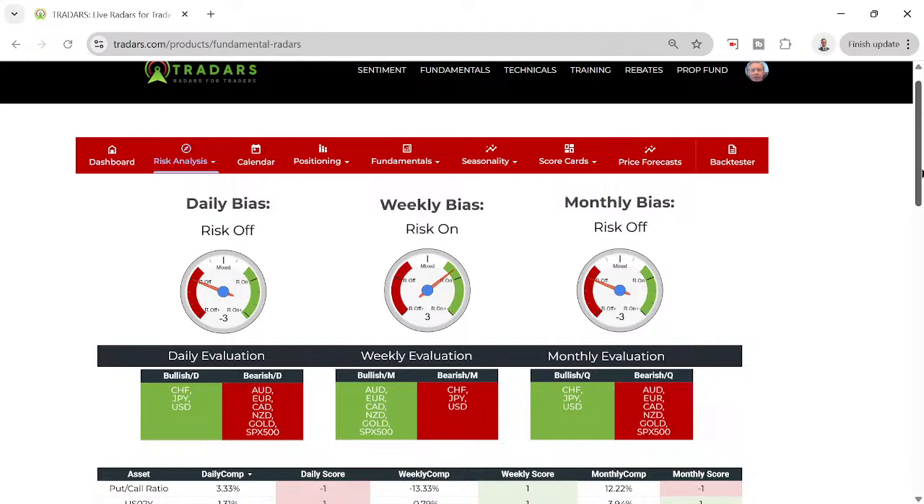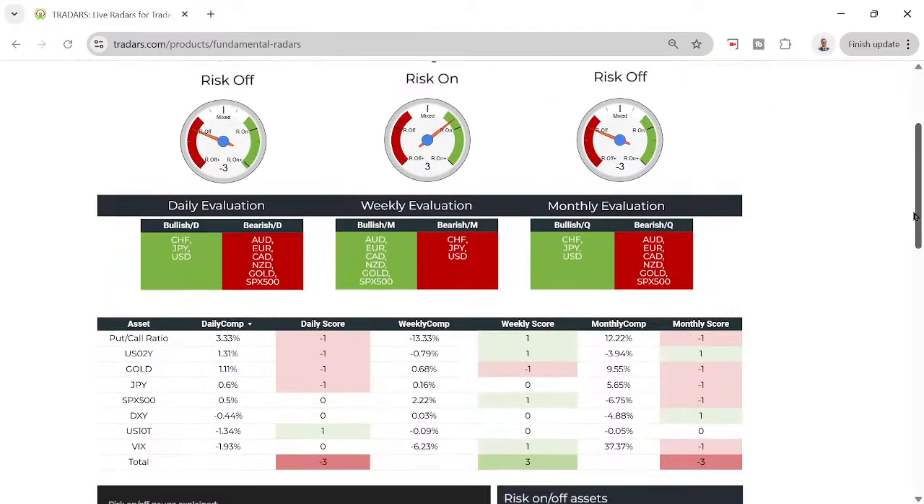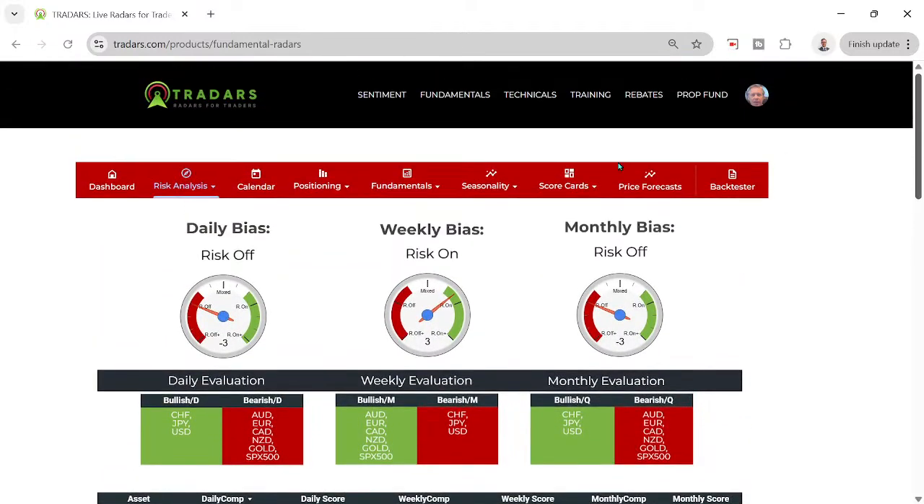And none of the scores are amazing. A 3 is not amazing, you know? All right, so a little bit of risk. Okay.